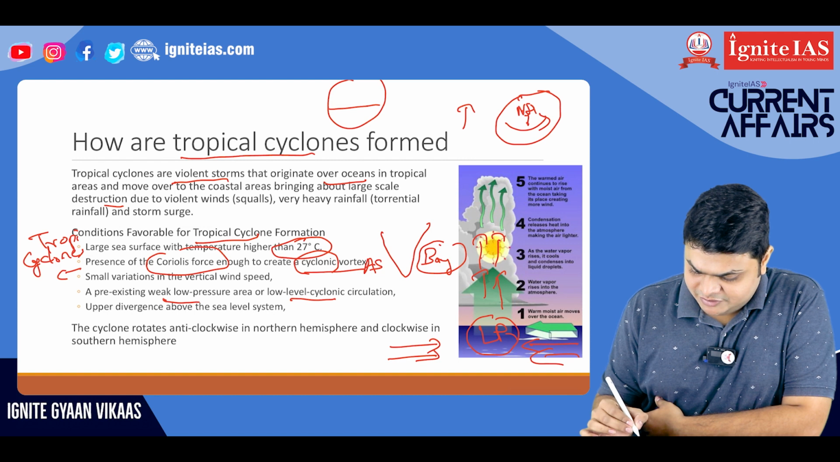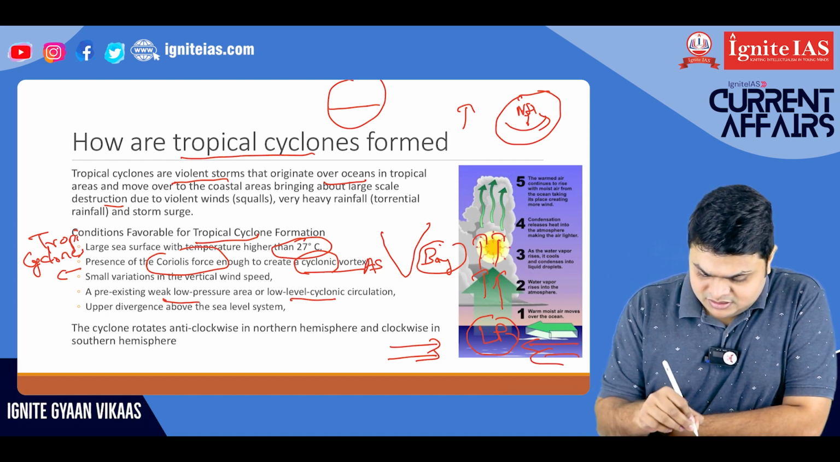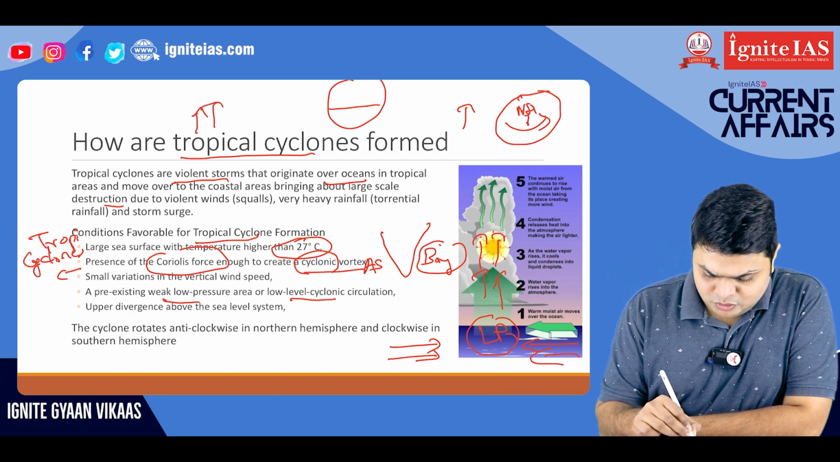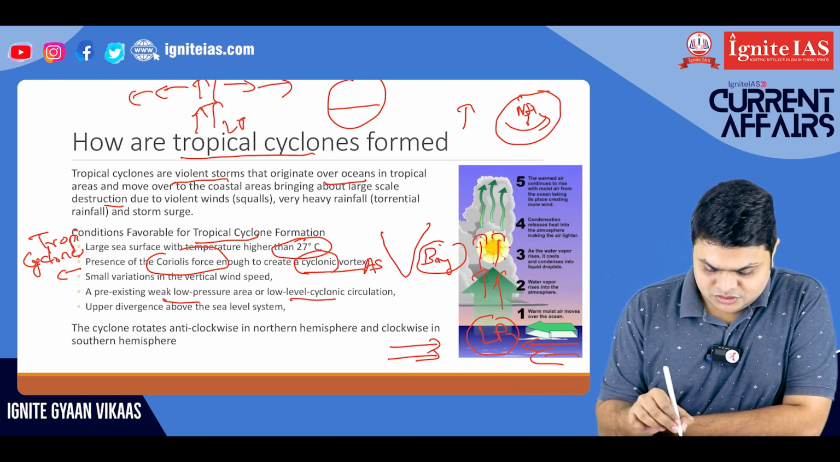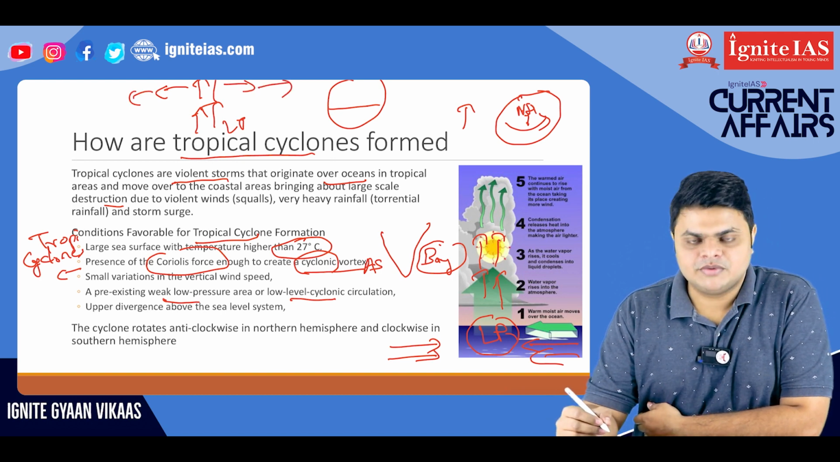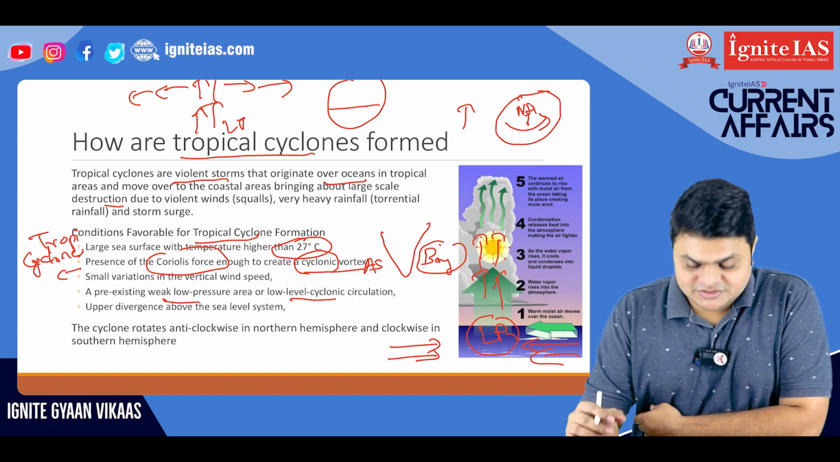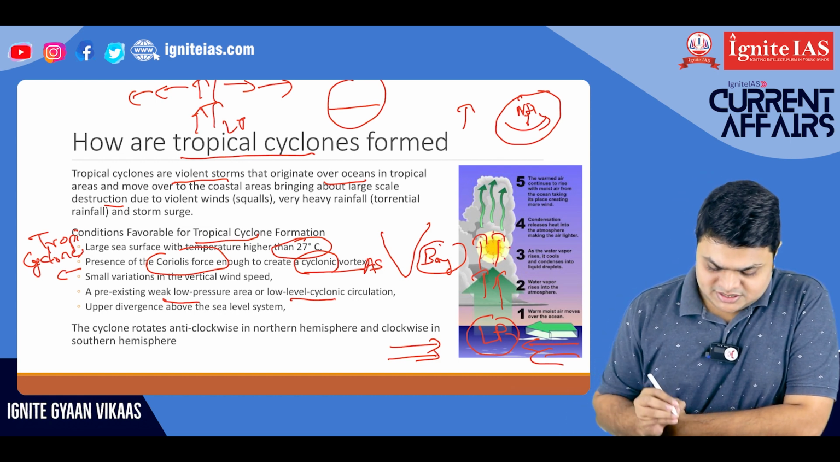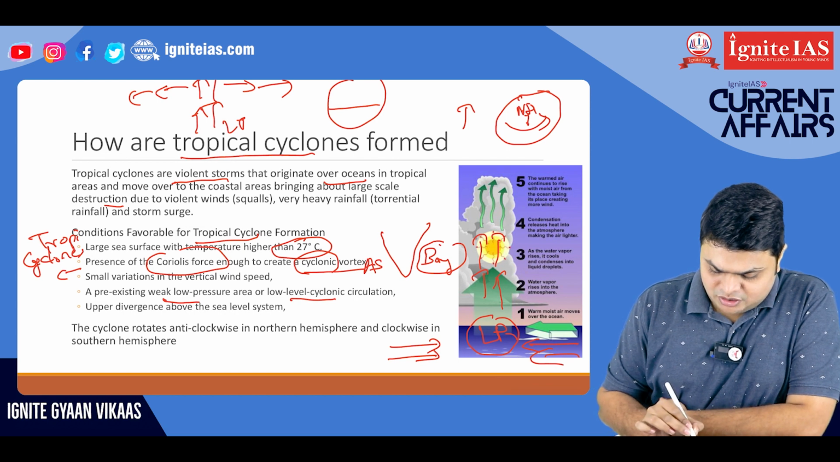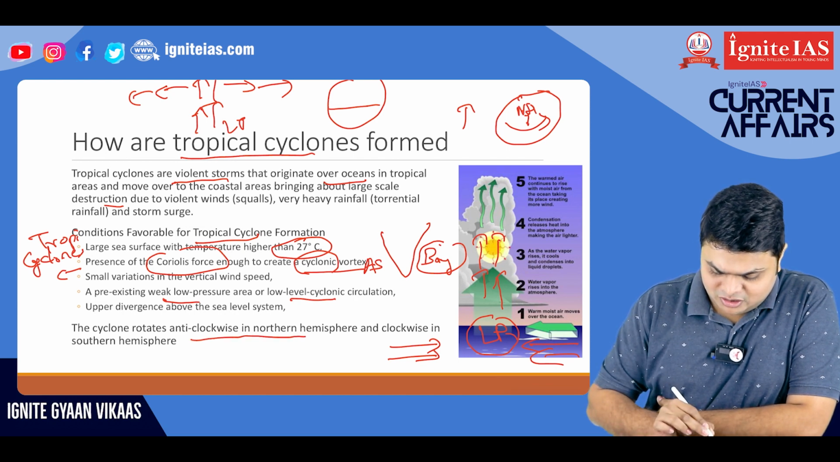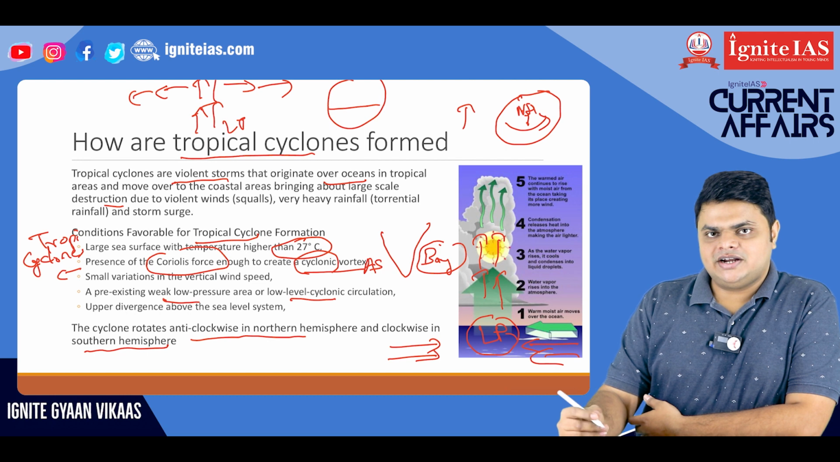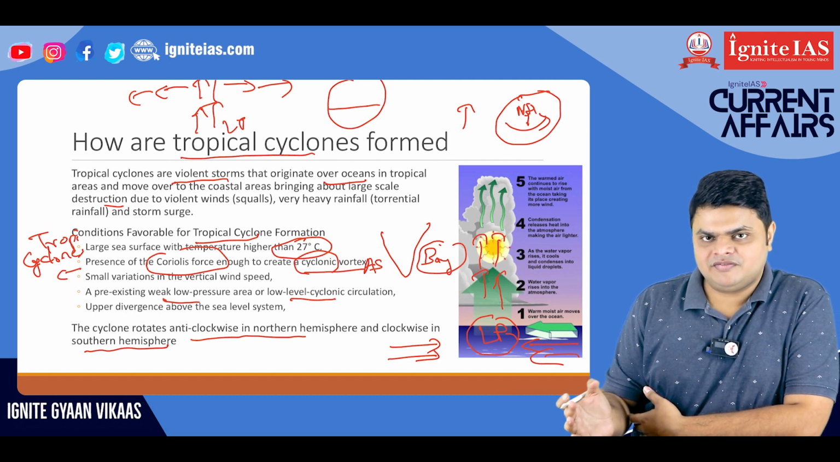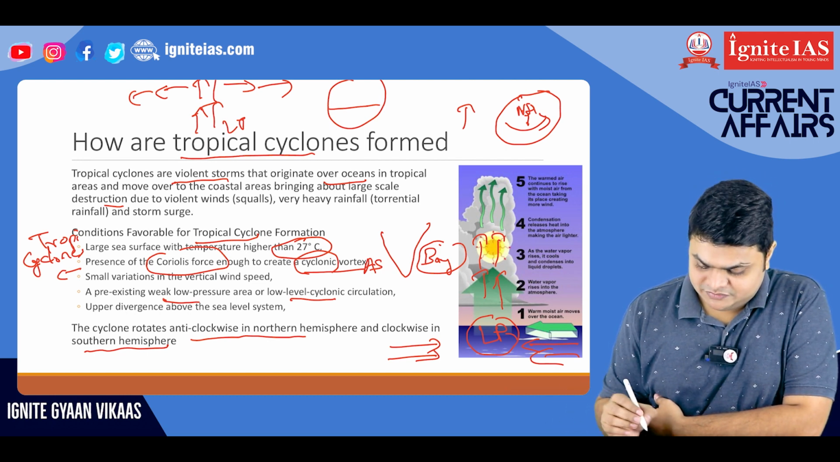So upper divergence means that once the warm moist air rises from the low pressure area, after reaching the upper levels of the atmosphere, it diverges in both directions. So this kind of formation is necessary for the formation of a cyclone. Now, these are the conditions which are required for a tropical cyclone. Now, due to the Coriolis force, the cyclone rotates anti-clockwise in the northern hemisphere and clockwise in the southern hemisphere. As we know, because of Coriolis force, the wind will deflect towards the right in the northern hemisphere.